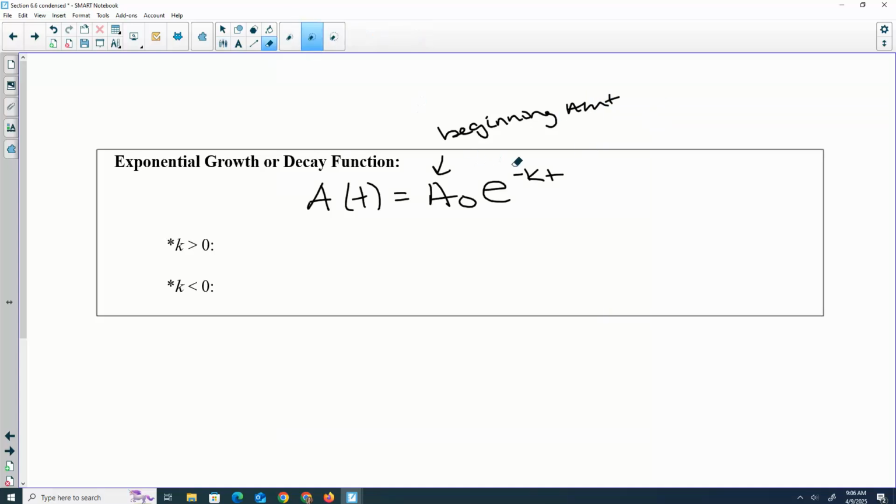Actually, let's not put the negative on the k. You can actually do it either way, but I already made a note down here if k was positive or negative. Let's just do regular k. And that's one less thing to worry about. I would give you this formula. K is just a constant. T is representing time. A of t is your ending amount.